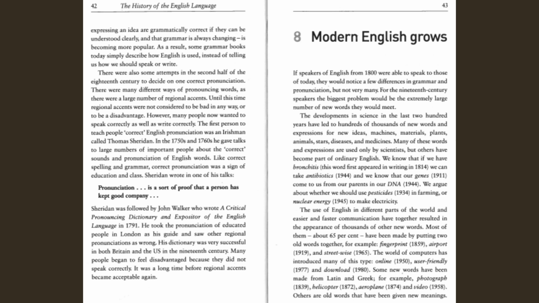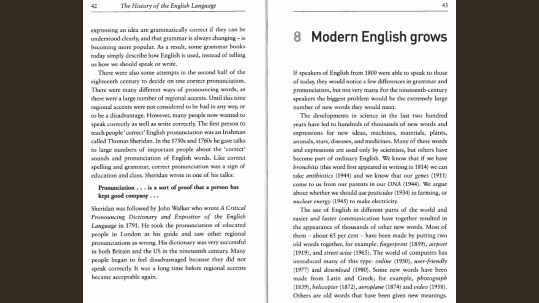Chapter 8. Modern English Grows. If speakers of English from 1800 were able to speak to those of today, they would notice a few differences in grammar and pronunciation, but not very many. For the 19th century speakers, the biggest problem would be the extremely large number of new words they would meet.